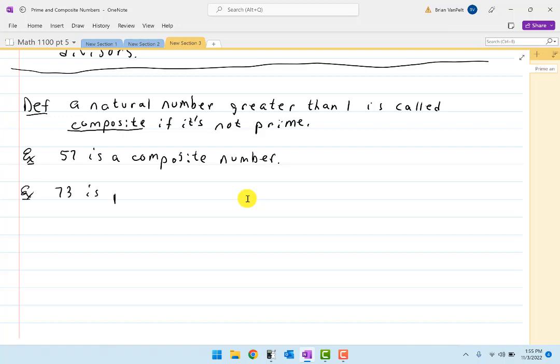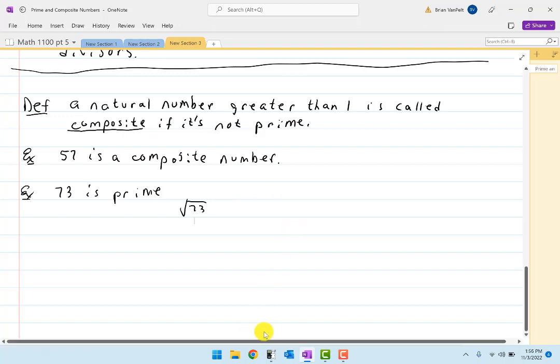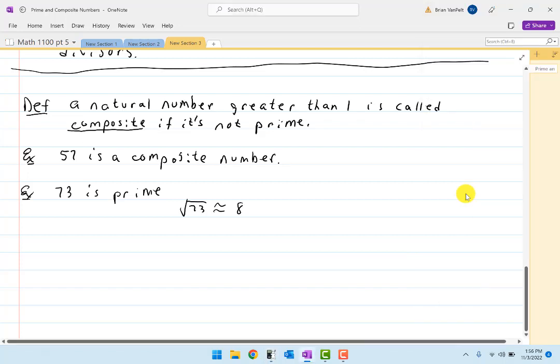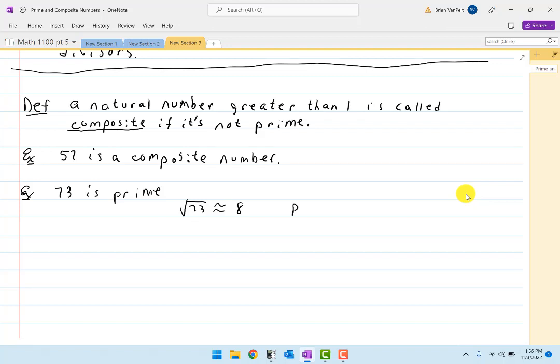73 is prime. How do I know? First thing I'm going to do is take the square root of 73, and I get roughly 8. So I only need to try the prime numbers up to 8. We have 2, 3, 5, 7. Those are the only things I have to try to see if they go into 73.